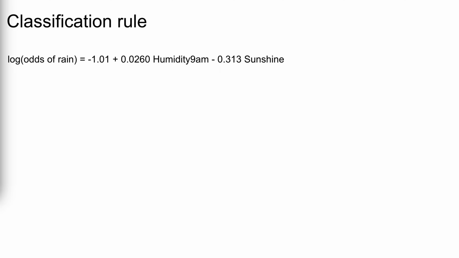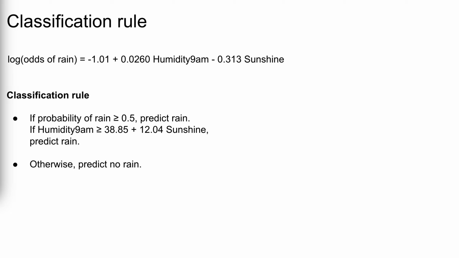To begin, let's consider a logistic regression model of whether or not it rains tomorrow based on two predictors: today's 9 a.m. humidity and the number of hours of bright sunshine. We can then use this model for rain classification. For example, we might say that if the probability of rain, as calculated from this model, is at least 0.5, we'll predict rain. Or, translated to our predictor values, if humidity is at least 38.85 plus 12.04 times sunshine, we'll predict rain. Otherwise, we'll predict no rain.